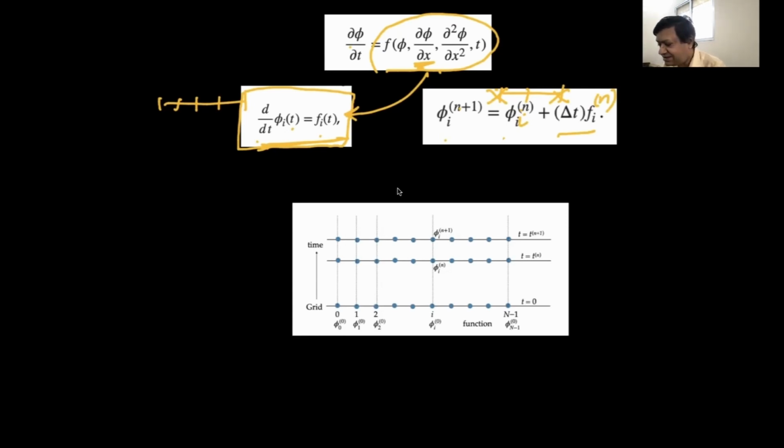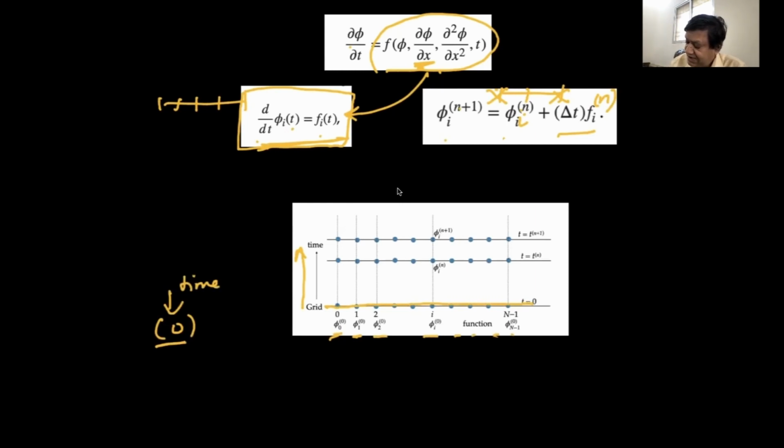So I just make a sketch. We have the time going upward in this sketch only. So at t equals 0, we have the values of the function at all the grid points given here, phi_0 at 0, phi_1 at 0, phi_2 at 0, and so on. So remember I had this index, which is a time index.